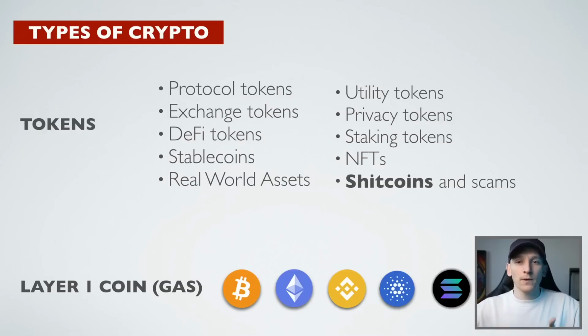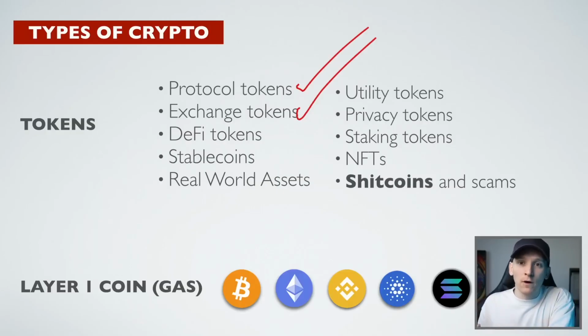Tokens, though, are completely different. Tokens are built on top of blockchains and they represent something else, not the blockchain itself. So you can have protocol tokens or exchange tokens, and these represent something built on top of the blockchain. So there's a decentralized exchange or a decentralized lending protocol where I can lend money to you and you pay an interest to me. That's a protocol in itself, and that can have a token that represents the value of that protocol.